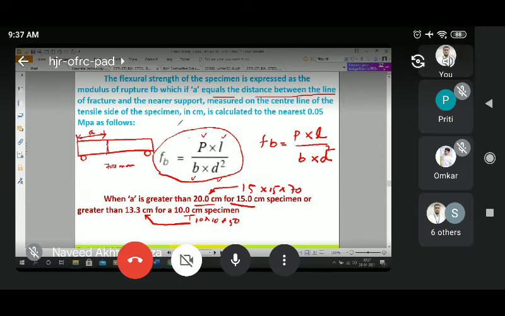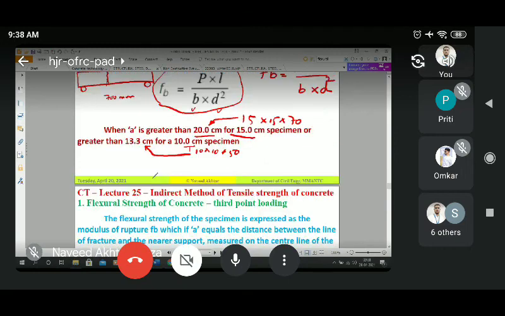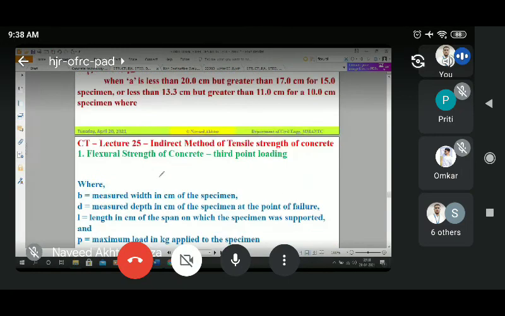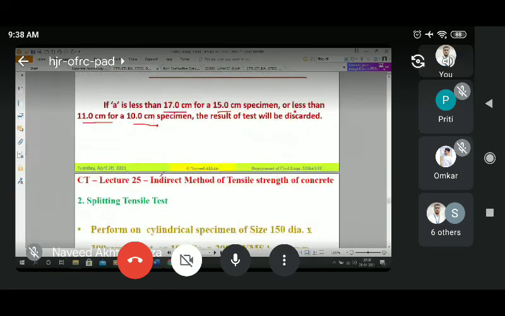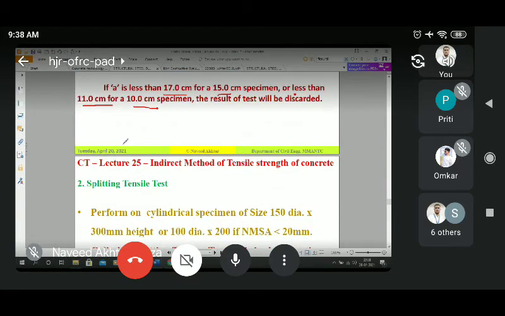And the formula you can use is as written here, as per the values of A, to know the flexural strength of your concrete. So this is the indirect method you can use to test the tensile strength of your concrete. Tensile strength generally comes between 11 to 12% of your compressive strength.